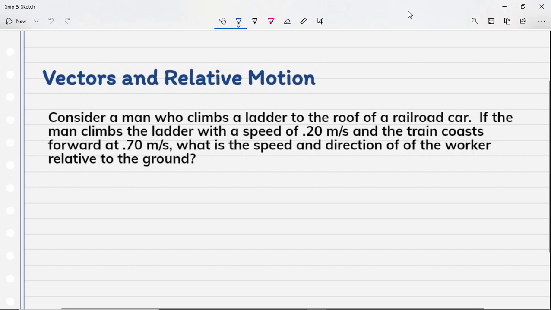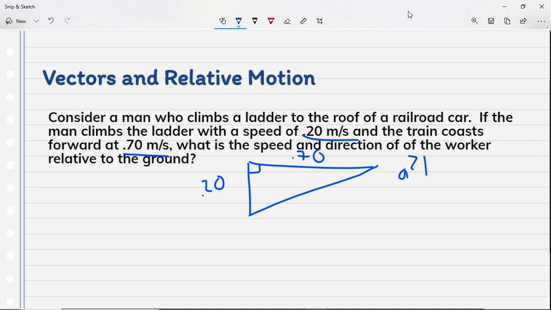So again, we need to look at the information that we have available here. We have a speed of a man climbing the ladder of 0.20 meters per second. So the man is going up the ladder 0.20 meters per second. The train is going forward at 0.70 meters per second. And it wants to know the speed and direction of the worker relative to the ground. So again, we can utilize our concepts of triangles, Pythagorean theorem, sine, cosine, and tangent in order to be able to figure this out. Remember that with any triangle, a squared plus b squared equals c squared.